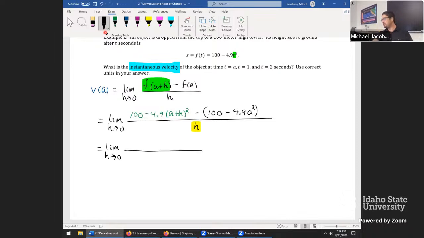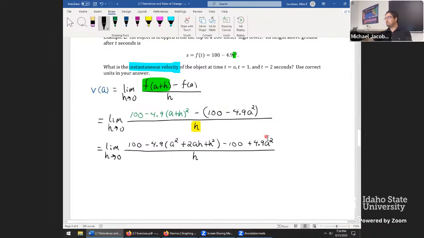Limit as h goes to 0. And now I'll put the red dot in where I'm at. I'm just copying for the moment. 100 minus 4.9. We need to expand a plus h squared to get a squared plus 2ah plus h squared. Here, we could just distribute through the negative sign if we'd like and get minus 100 plus 4.9 a squared. And then the whole thing is being divided by h. Any questions at the moment so far, folks? Okay, same kind of things we've done before, but the algebra can get a little bit hairy.